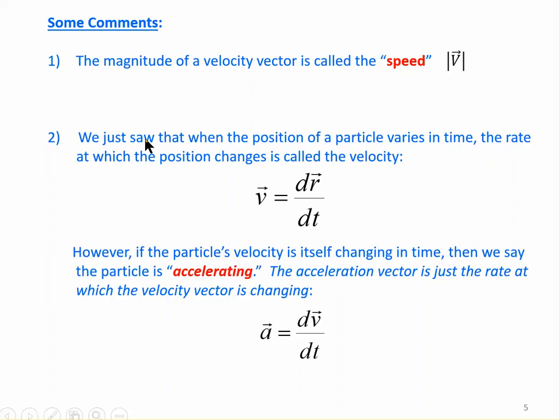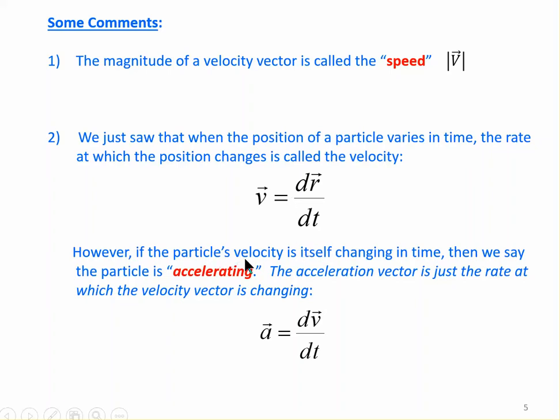Secondly, we just saw that when the position of a particle varies in time, then the rate at which the position changes, namely dr/dt, that's what we call the velocity. But sometimes the velocity of a particle is itself going to be changing in time. I mean, just think about it. Suppose you're driving in your car. Sometimes you go fast, sometimes you go slow, sometimes you might be heading north, then you might turn the steering wheel and you might be driving east. So your speed and direction can change.